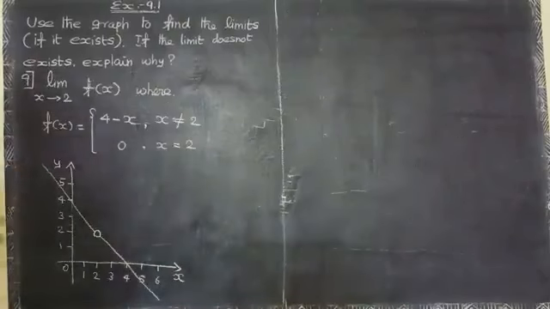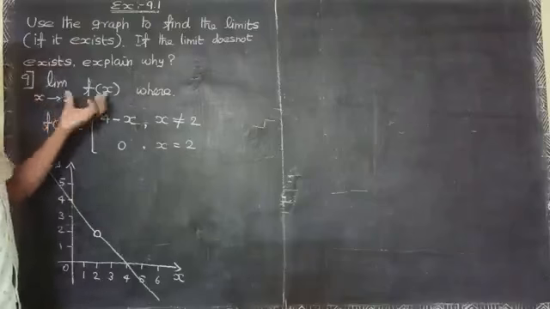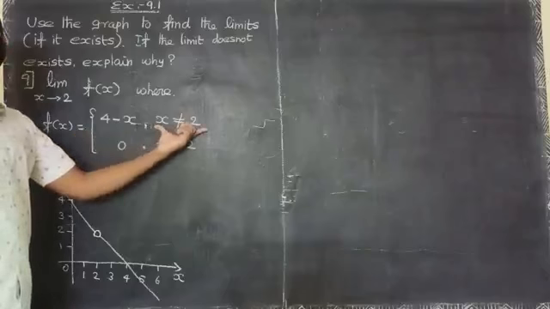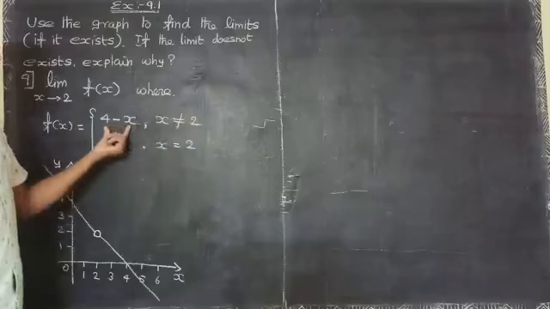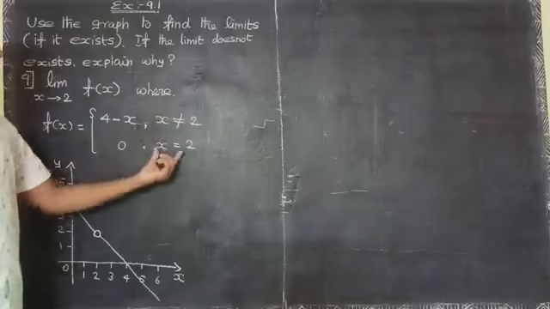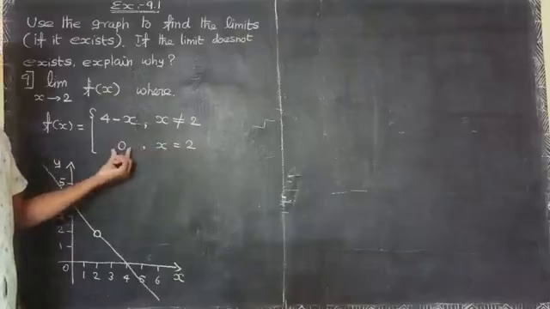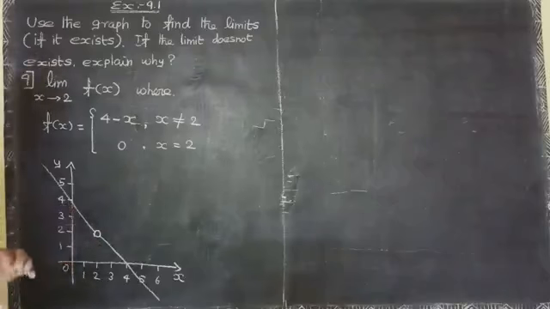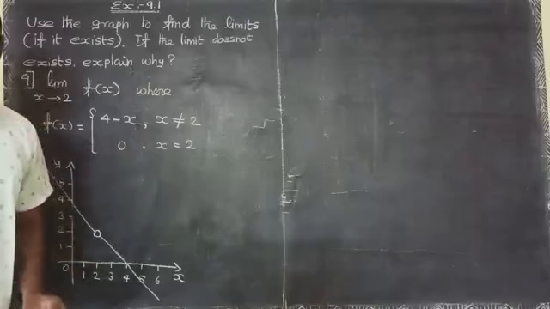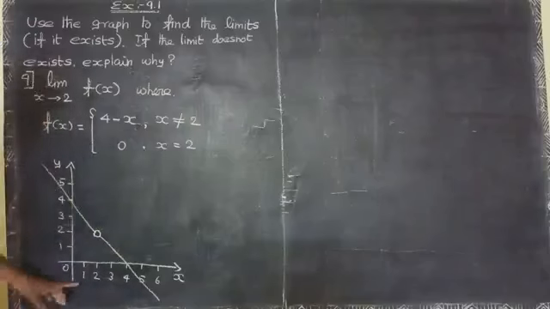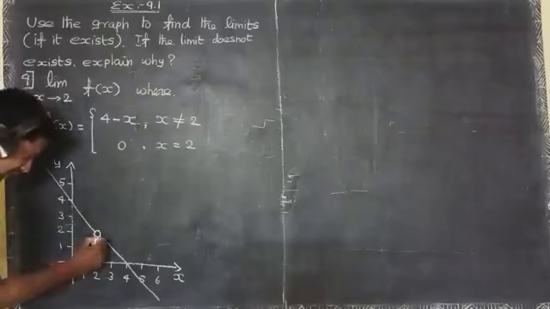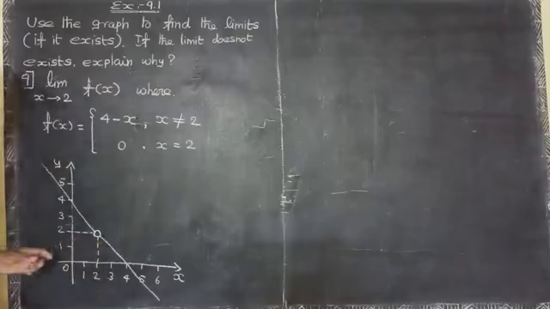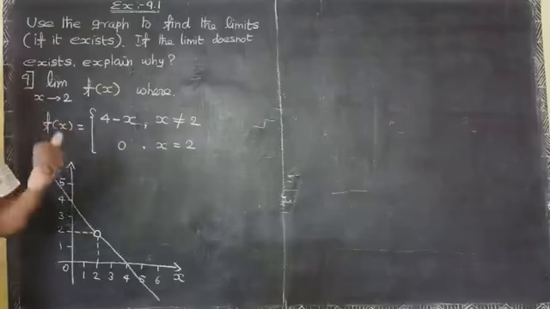Question number 9, limit x approaches 2 of f of x, where f of x equals 4 minus x for x not equal to 2, and suppose x equal to 2 means we take the function 0. This is the given graph. In the given graph there is one hollow circle, isn't it? A hollow circle at x equal to 2.